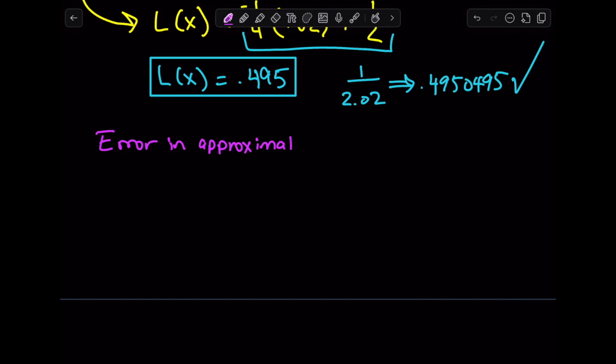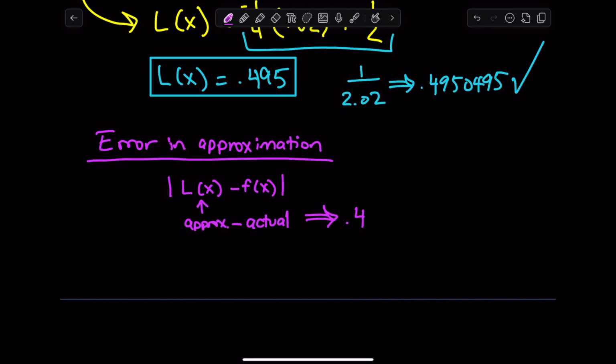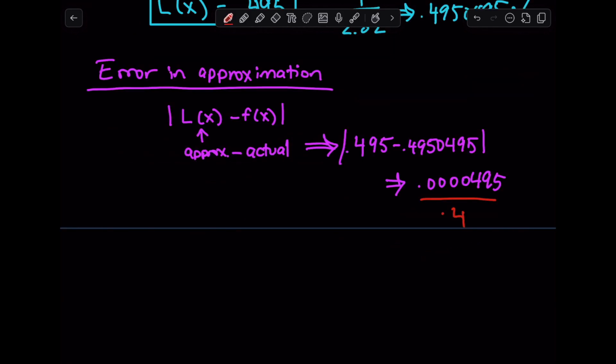But to analyze that difference a little bit further, we can find the error in approximation, which is defined as the absolute value of L of x minus f of x, or in other words, the approximate value minus the actual value. So that's going to be 0.495 minus 0.4950495, which the absolute value of that gives us just 0.0000495, or a percent error of just 1%.